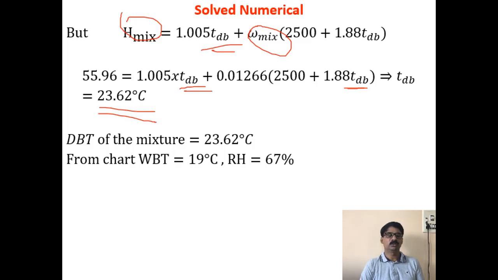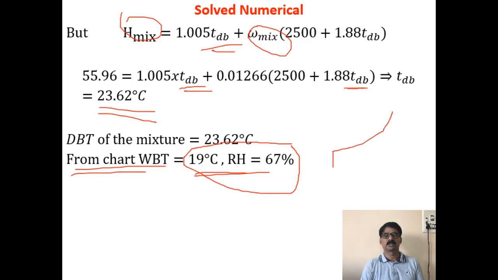Now what you have to do is, from the chart, find out the wet bulb temperature and the RH. Since you know the value of enthalpy as well as omega, you can locate the point in the psychrometric chart and read the value of wet bulb temperature. So I'll show you. Suppose this is the skeleton of the psychrometric chart here, right? Suppose this is the point you located for the mixture using H mix. So that is read from here. So your enthalpy line is there.